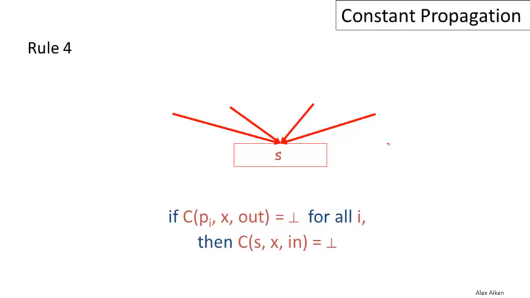One last possibility is, let's say that x is bottom for all the predecessors. Okay, and what does that mean? Well, that means that every predecessor of s never executes, that they're all unreachable. And therefore, if every predecessor of s never executes, s itself can never execute, and so we can conclude that on entry to s, x is bottom.